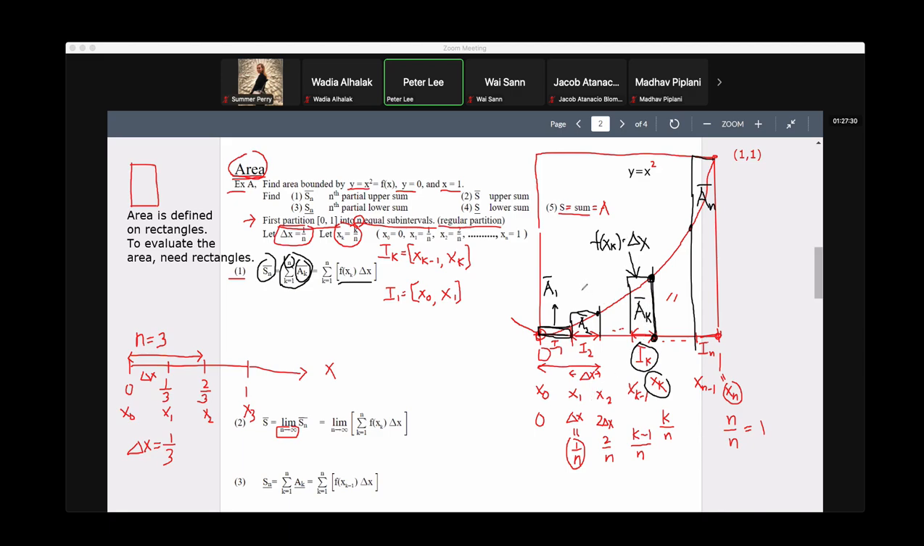Now, what is the area of A2 bar? A2 bar is the second rectangle. What is the area of that rectangle? That will be f at x2, and note that x2 is the right endpoint of the second interval, right? And then times delta x. You get this.